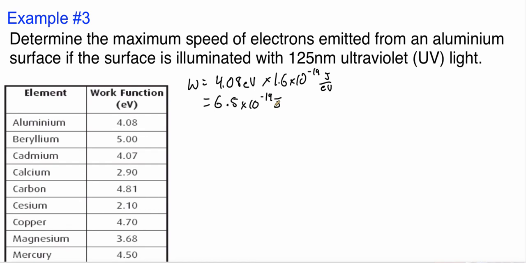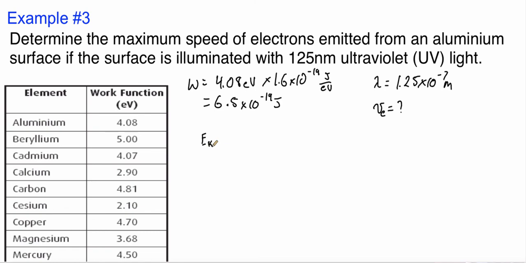Now, I also know here what is my wavelength. So my wavelength is equal to 1.25 times 10 to the negative 7 meters. Because remember, we have to convert that to meters. What we're trying to figure out is my velocity of the electron. Now, in order to figure out the velocity of the electron, we must first figure out what is the kinetic energy of this photon being released. So then we must use our formula.